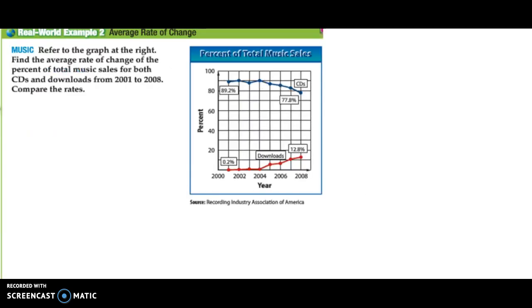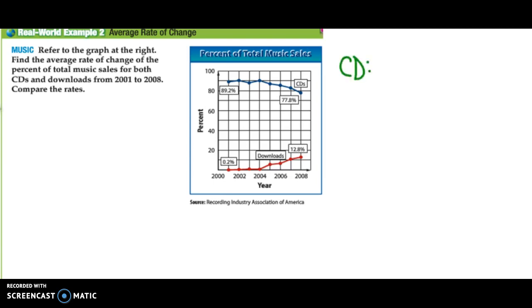Now, example 2 says we have this graph right here. And it says to find the average rate of change of the percent of total music sales for both CDs and downloads from 2001 to 2008 and compare the rates. So essentially what we're looking at is the beginning and the end. We don't really worry about the middle. We just find the rate of change between the beginning and the end. So let's look at CDs first.